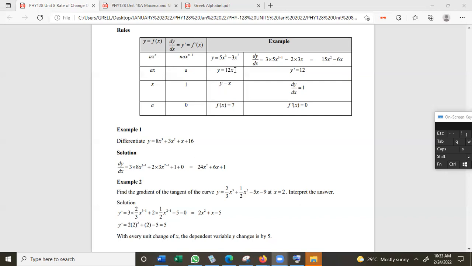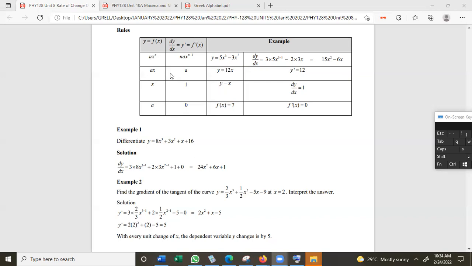Okay, so here you have it. The 3 is multiplied to the 5, that's like what the rule says, and you subtract 1 from the power. And the 2 is multiplied to the negative 3, and subtract 1 from 2 will give you 1, and you get 3 5s are 15x squared minus 6x. So this now is called the gradient function. The gradient is equal to 15x squared minus 6x. So you can use this equation to find the gradient at any point on this curve. Okay, this is what is actually going on here.